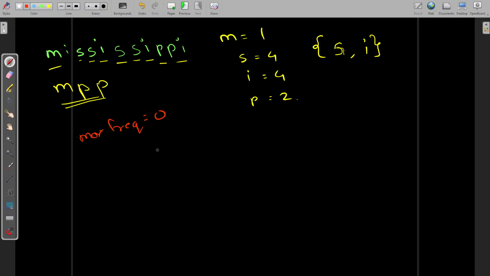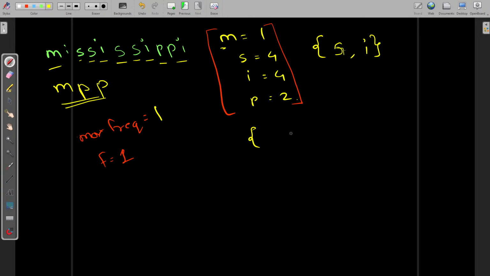Then I have this frequency map, right? This is my frequency map. So I will be iterating upon this map. When I encounter 1, F here equals 1, which is obviously greater than 0. So I will erase this 0 and set max frequency equal to 1, and I will insert this particular character, which was M, into my set.